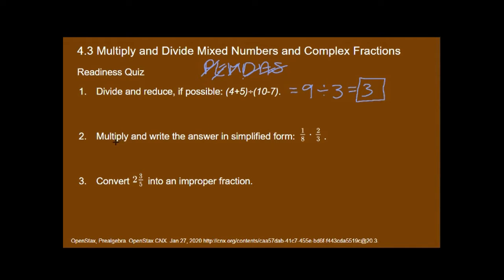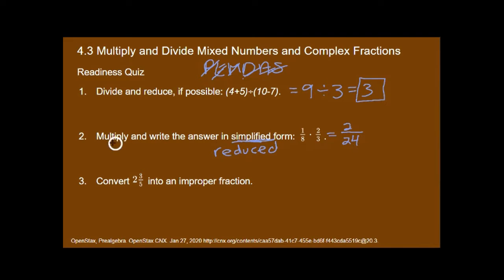Number 2, multiply and write the answer in simplified form. Another word for that you might have used would be reduced, right? Fractions always need to be reduced. And so we're going to multiply 1/8 times 2/3. Now remember, when you're multiplying, you can just multiply straight across. 1 times 2 is equal to 2, and 8 times 3 is equal to 24.